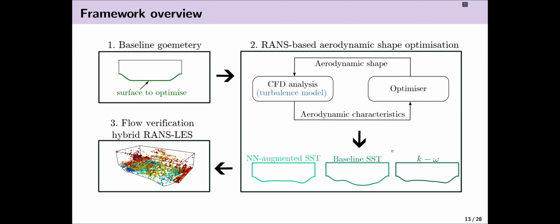And then once we have all the optimal shapes from the 3 different turbulence models, we need to verify the flow predictions and quantify the uncertainty or the errors in the predictions. And for that, we use hybrid RANS-LES simulations, which I'll talk about in more detail shortly.